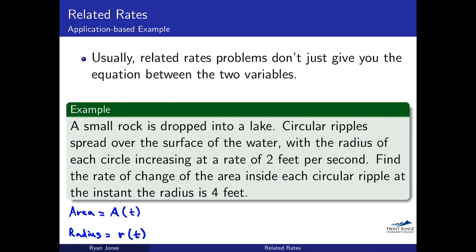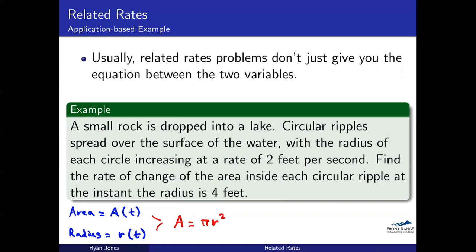And fortunately, we actually have a way to relate the area of a circle to the radius of a circle. And this should be pretty straightforward. We have A is equal to pi r squared. That tells us that whatever the radius is, if I square it and then multiply that by pi, I get the area of my circle. And so right here, we have come up with a way to relate the values of A and r.